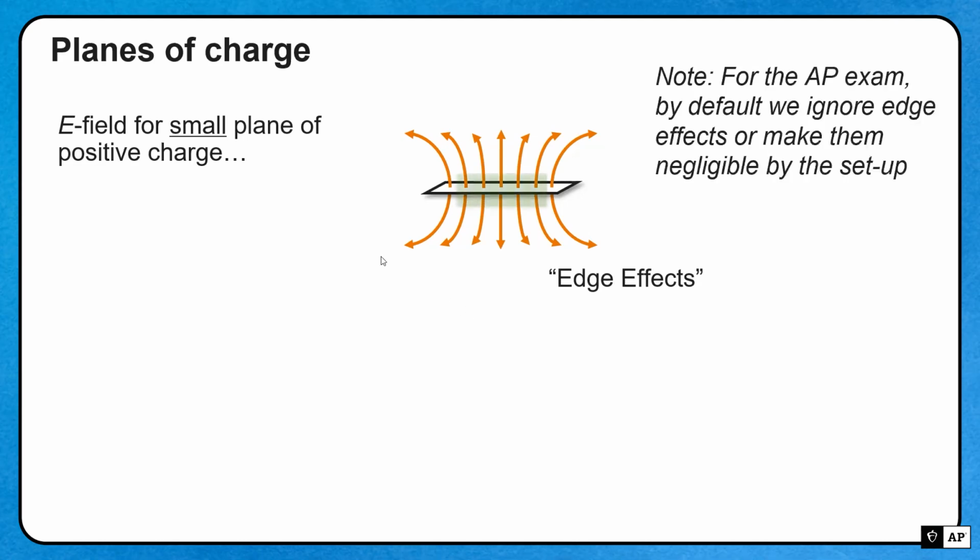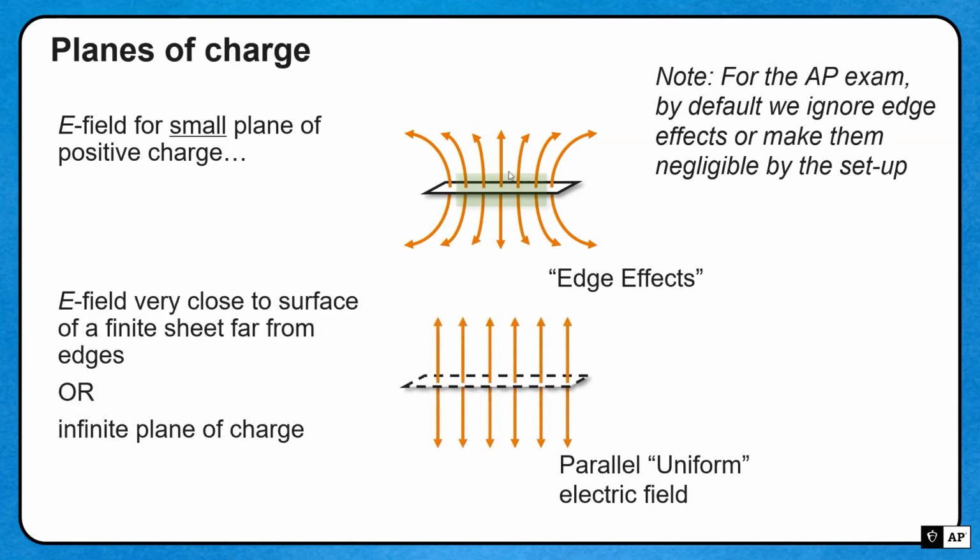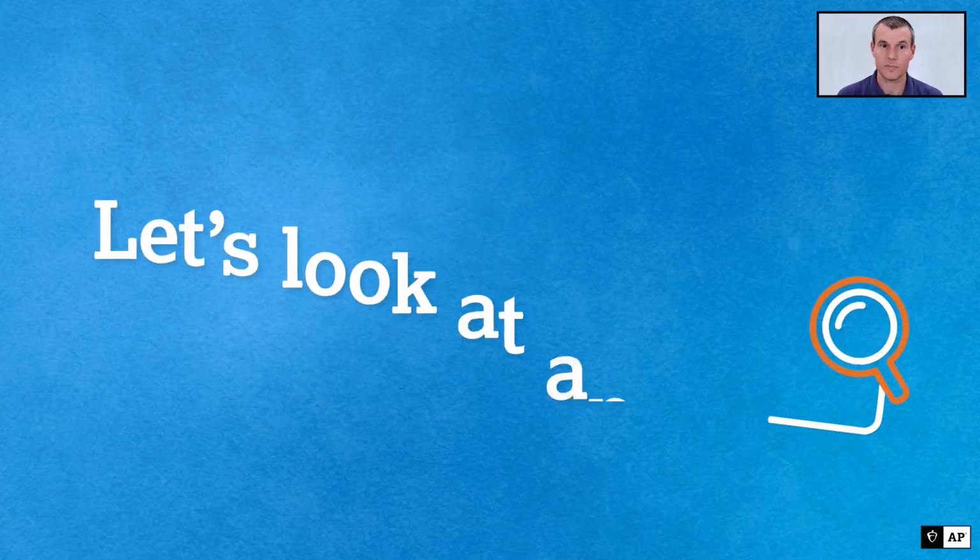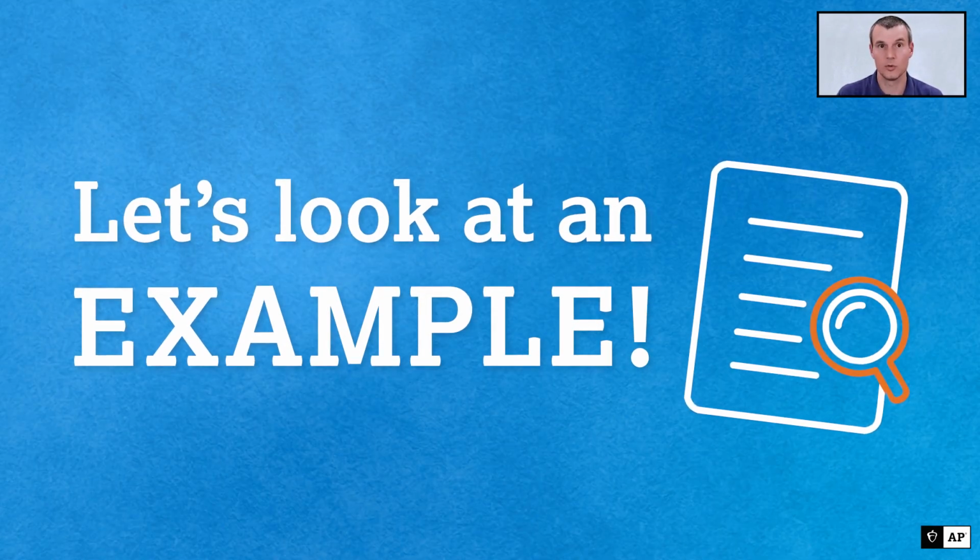Well, here's a fun little note. For the AP exam, by default, you should ignore edge effects, because from the setup, we're going to make edge effects negligible. How do we do that? Well, we either zoom in really close to a sheet like we have here, which makes them all look pretty parallel, or we pretend that it's an infinite plane of charge, which doesn't really exist, but if we had it, it would also do the same thing. So we call this a parallel or uniform electric field that's going to look like that. So keep that in mind as we're solving these planarly symmetric surfaces, that our electric field lines are always going to be uniform. So let's look at an example to kind of put this to work.